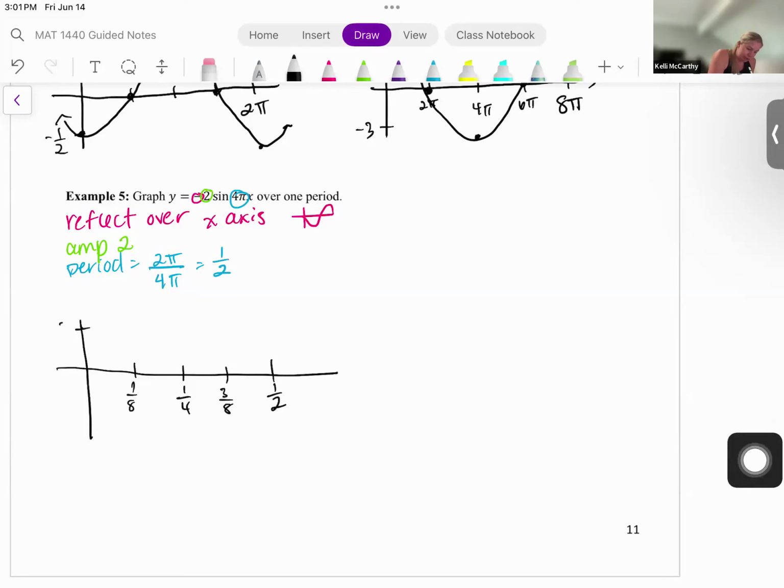Our amplitude is 2. And we're going to reflect over that x-axis. So starting from that midline, instead of going up to the maximum, now we're going to go down to the minimum. So midline, minimum, midline, maximum, midline. To create that graph.